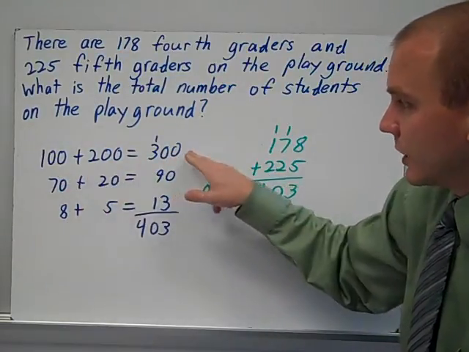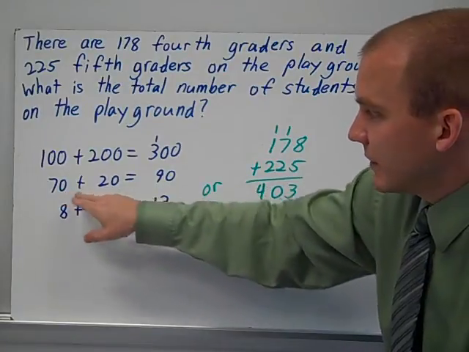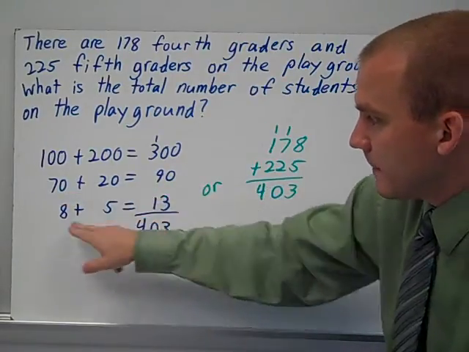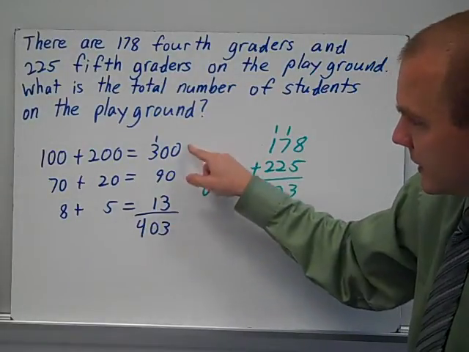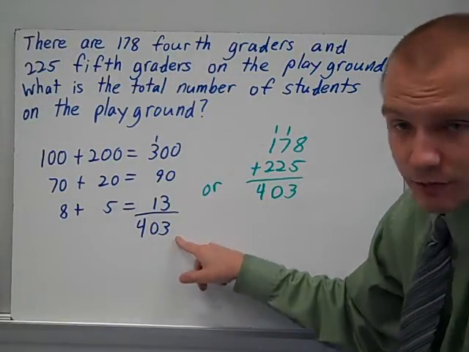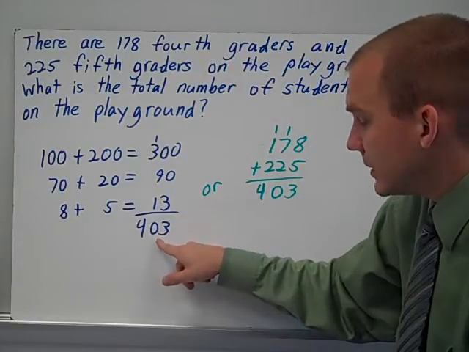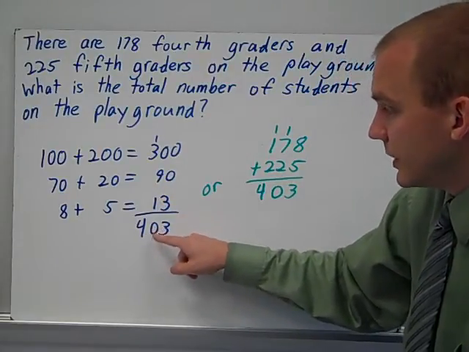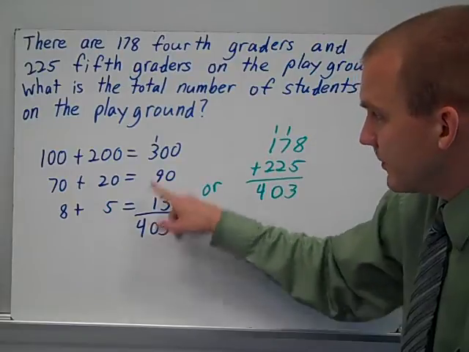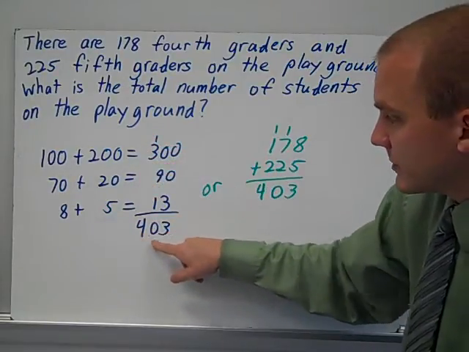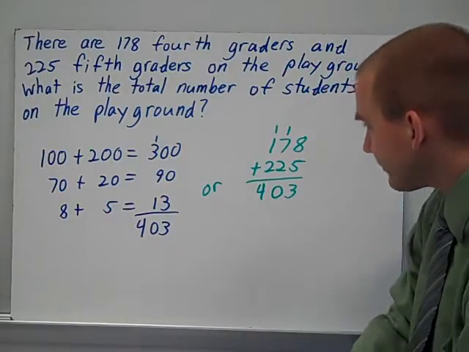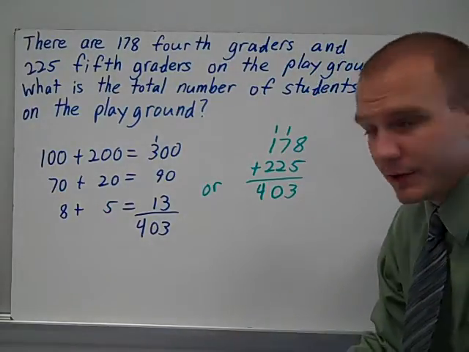100 plus 200 equals 300. 70 plus 20 is 90. And 8 plus 5 is 13. I lined up my place values again, and I did 0 plus 0 plus 3. That's 3. 9 plus 1 is 10, in which case I have to put a 0, and I do need to regroup, because here's the 0 in the ones for 10, and 1 here. 1 plus 3 is 4, and that goes in my hundreds place. My answer is 403.